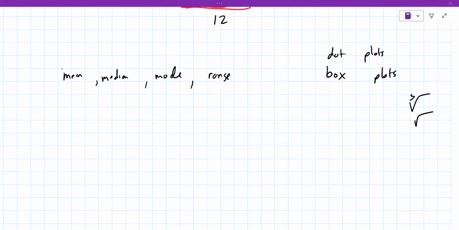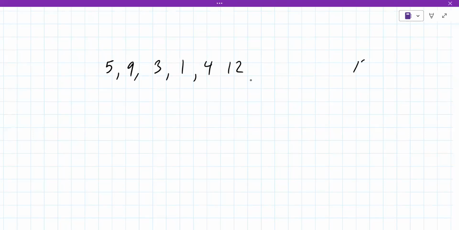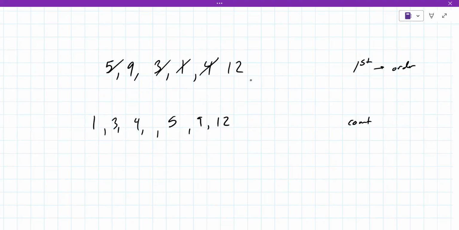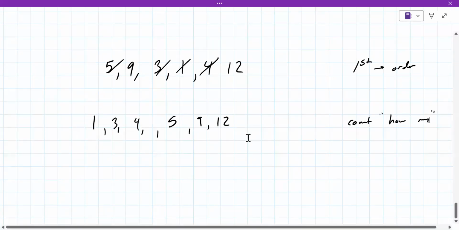Okay, so let me share my screen, and actually it's already shared. Okay, here we go. So let's say I give you a data set: 5, 9, 3, 1, 4, and 12. They probably mentioned this in class. The first thing to do is to put them in order. So this is 1, 3, 4, 5, 9, and 12. You then need to count the numbers. How many basically? Not the total, but just how many, right? So there's six numbers here.